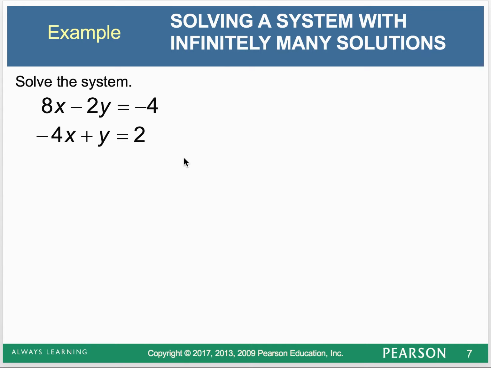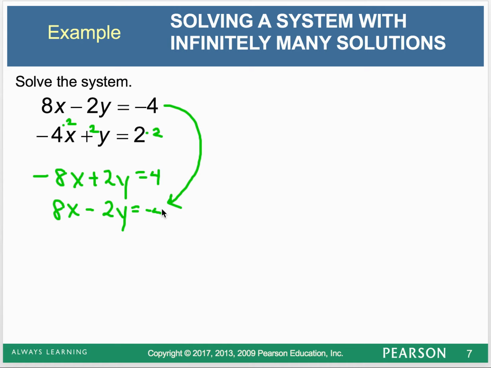Okay, so same thing. I'm going to multiply this bottom equation by 2 because I have a -2 here, and if I make this a +2, then I wind up with -8x plus 2y equals 4. And if I were to add the other equation to it, I'd have 8x minus 2y equals negative 4. And when I try to add these together, 0 and 0 again. So I have 0 over here.